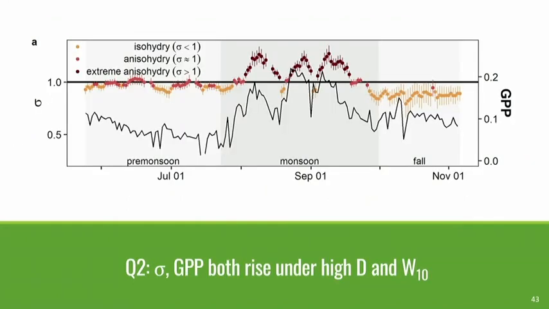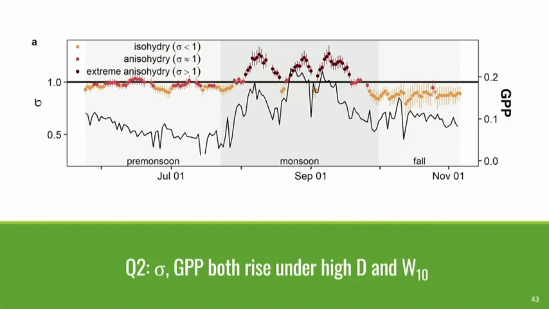And again, using the same approach as before with the hierarchical Bayesian model, I was able to figure out what sigma, that slope term, was for every single day. The color scheme is similar to before, and this time I'm able to overlay that with GPP on the second axis. That's the black line down below.